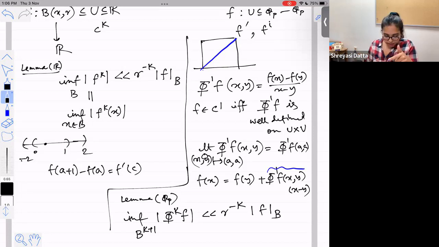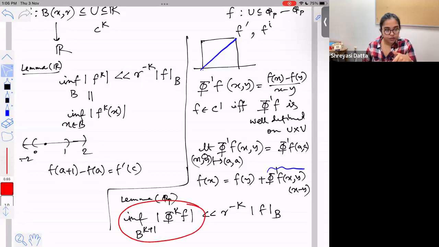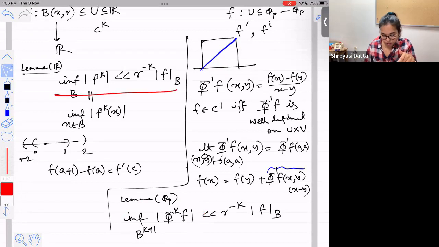Now you can see easily that this is definitely weaker than the lemma that we have for R, because here I'm taking the infimum over a huge set, and I don't know where exactly the infimum is attained. I know that at some point it should be attained because it's compact, right? So I'm working with this weaker lemma.